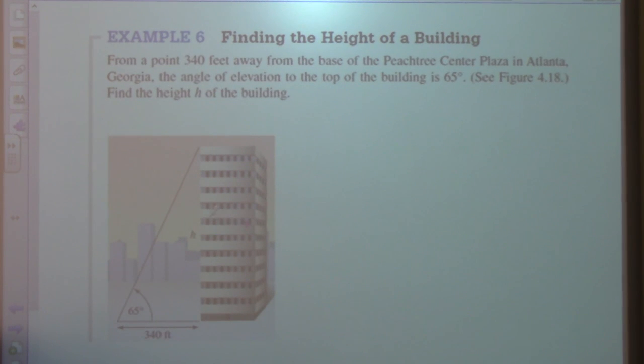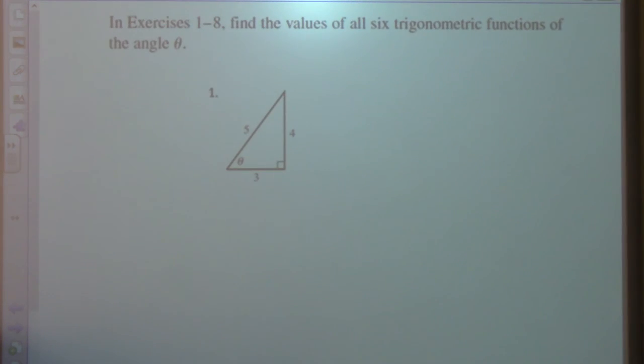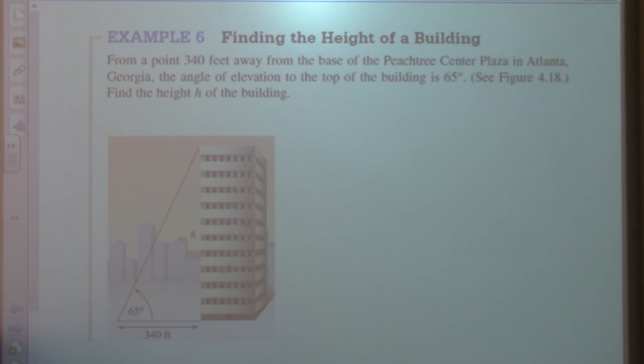The last one I'm going to have us look at today is this one here. You have a building, and this might be the most common real-world use of these trigonometric ratios I can think of. You have a building that you want to know the height of, with a height of h, and then we have this angle. It's called the angle of elevation, looking up to the top of the building. So which trigonometric ratio are you going to use here?